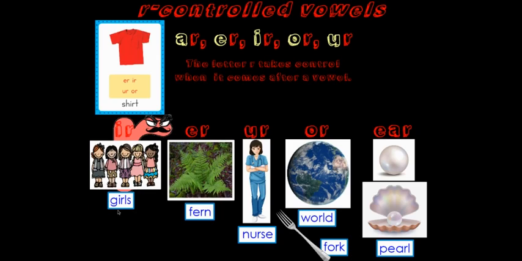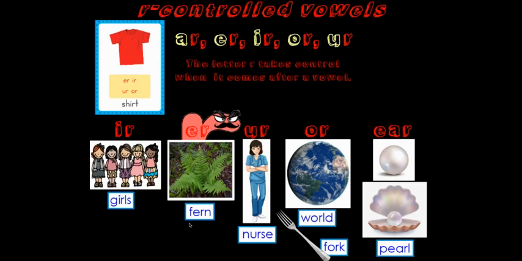Girls. Notice how we don't hear the letter I? We're not saying the word like "giirls." We're saying girls. We hear that R sound, but not the letter I, because I is an R-controlled vowel in this word. So this is an example of an R-controlled vowel I.